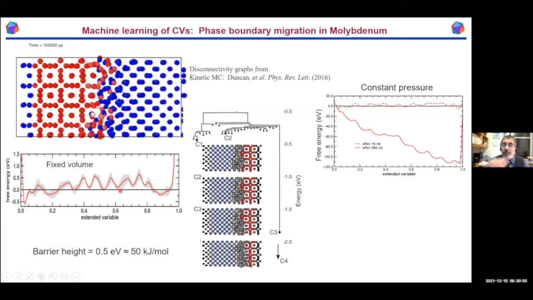And of course, if you run this at constant pressure, then you see it's very much downhill from the A15 to the BCC. But each of these little bumps in here is still about 0.5 eV.